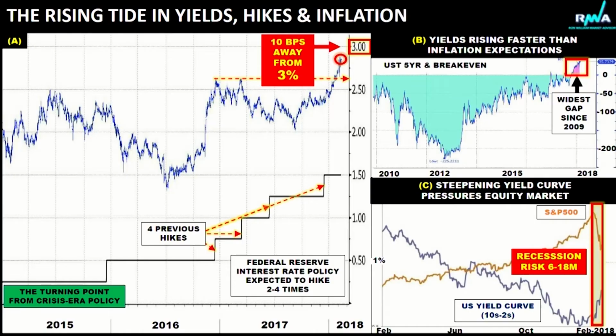Well, the yield curve is very much a transmission of fear as we speak at the moment, equal to, if not greater than the VIX, because so much is associated with that rise. At the moment, looking at the chart, we're just 10 basis points away from that 3% round number, with a potential spike risk. But that rise is now much greater than inflation expectations. Chart B there is just showing the rise in yields versus break-even. It's the widest gap since 2009.